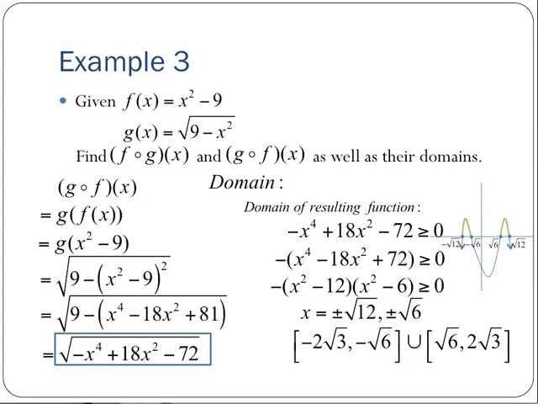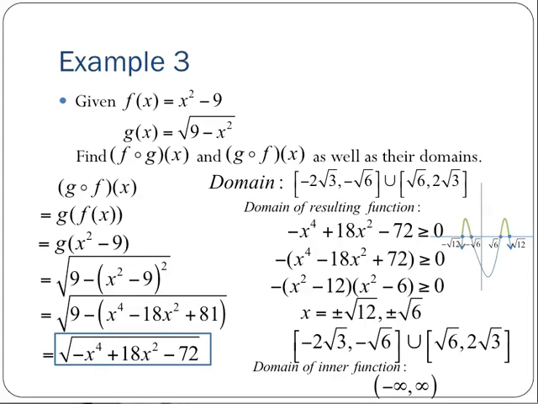Now we have to check the domain of the inner function. So the inner function in this case was f of x. That was x squared minus 9. And so looking at x squared minus 9, there are no square roots and no denominators, and so the domain of the inner function is from negative infinity to infinity. So now, combining both of those domains that we found, whatever is the most restrictive is going to be the domain of our resulting function. So this is going to be from negative 2 root 3 to negative root 6 inclusive, and then from root 6 to positive 2 root 3 inclusive.